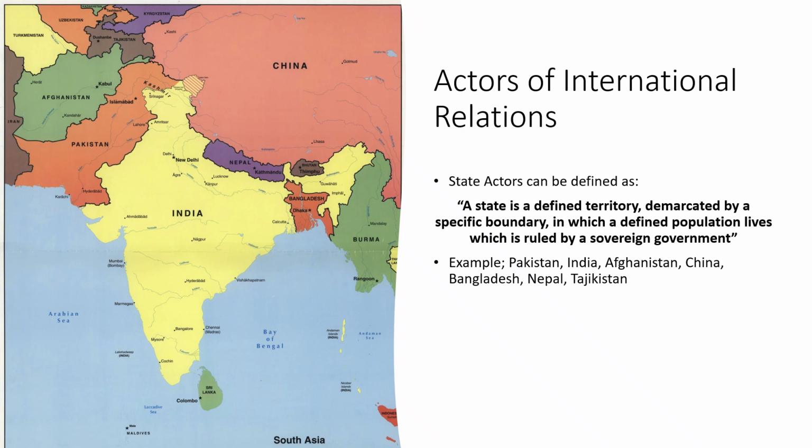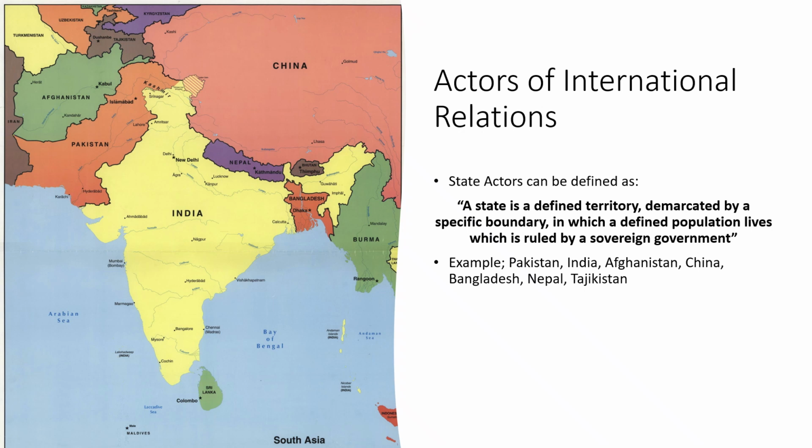Examples are Pakistan, India, Afghanistan, China, Bangladesh, Nepal, Tajikistan, Mongolia, Turkmenistan, Uzbekistan, USA, Russia. All the states that we know are state actors. So here we can see, let's see the example of Afghanistan. Here is Afghanistan. Afghanistan is a state actor. Can we call it a state actor?